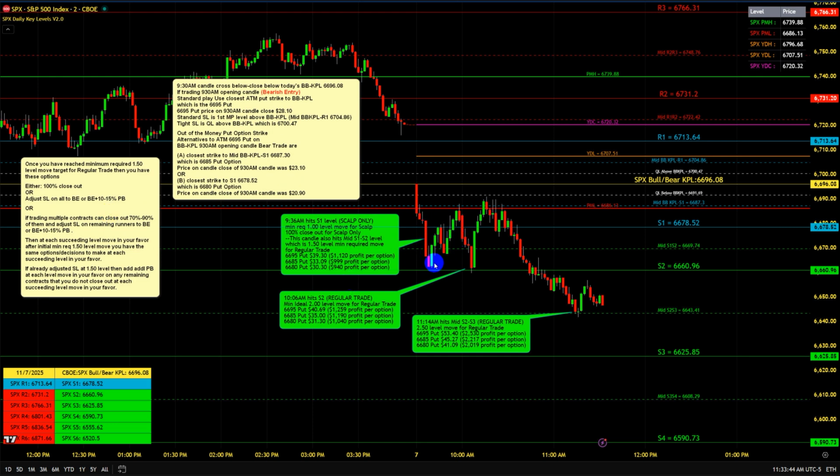Then, if price continues to move in your favor and you're not stopped out, then at each succeeding level move in your favor, you add an additional profit buffer onto whatever contracts you have remaining, or you close out. So at each succeeding level, you have the same basic decisions to make and the same options that you have as price continues to move in your favor and hits another succeeding level in your favor.